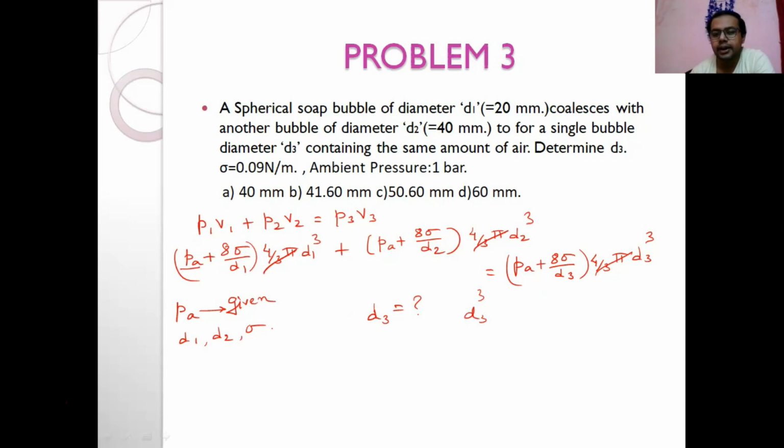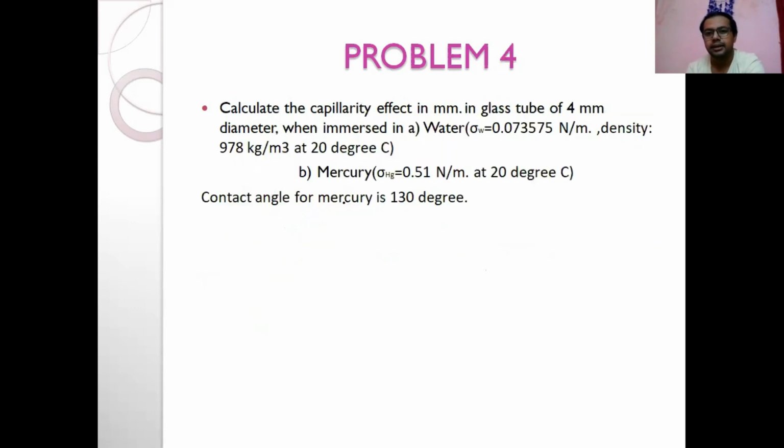So if you go for trial and error, there are 4 options given. If you go for trial and error, you will see the answer is coming nearly 41.6. By putting the values, you can check this. But conceptually, this question is taken because the sense of thermodynamics is given, isothermal in nature, and the continuity equation will be here because the same amount of air is there. So mass of the air in the first bubble plus mass of the air in the second bubble would be equal to the mass of the air in the third bubble as the bubbles coalesce. That is the concept here.